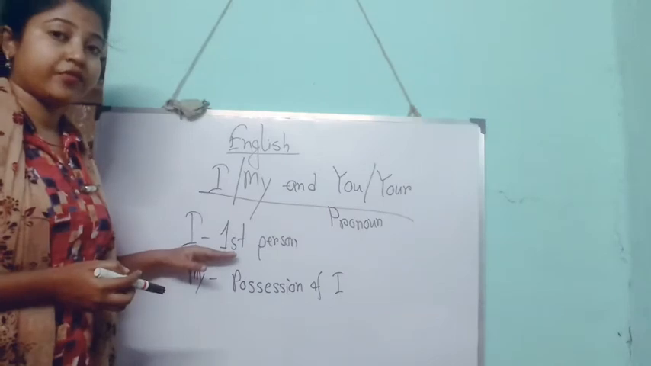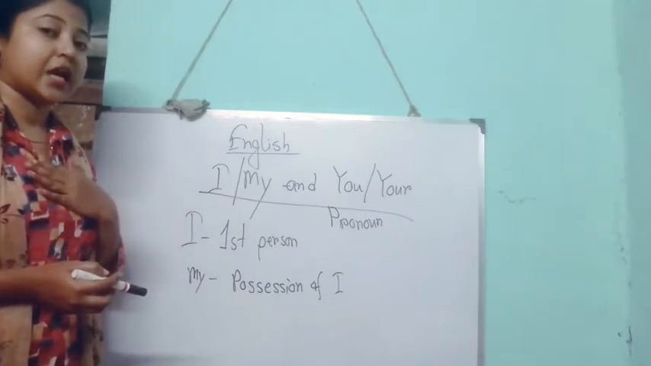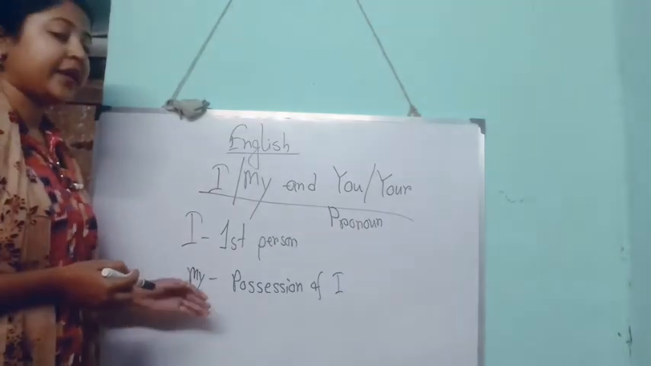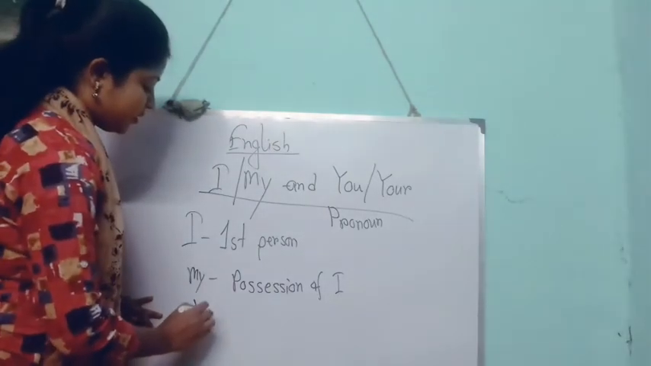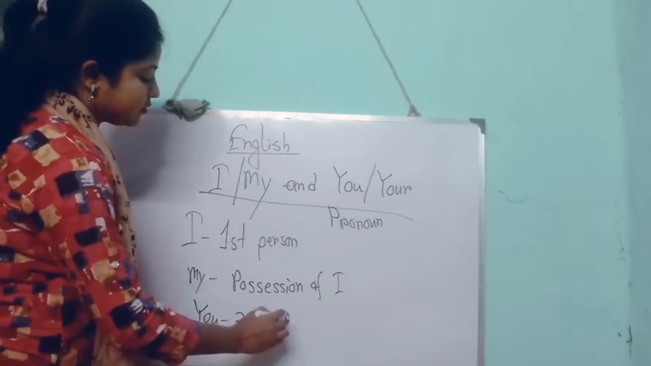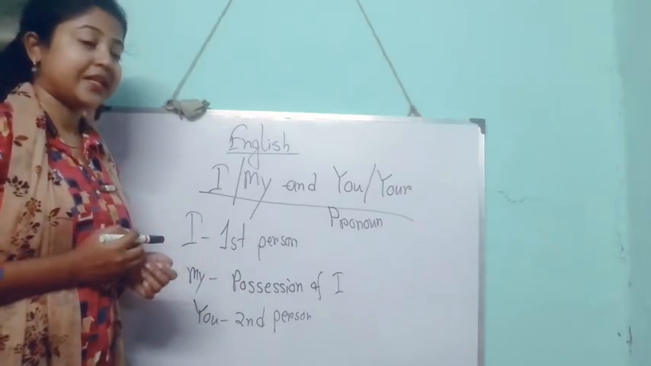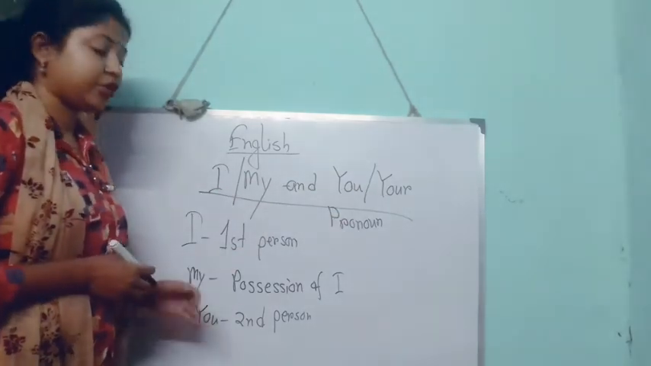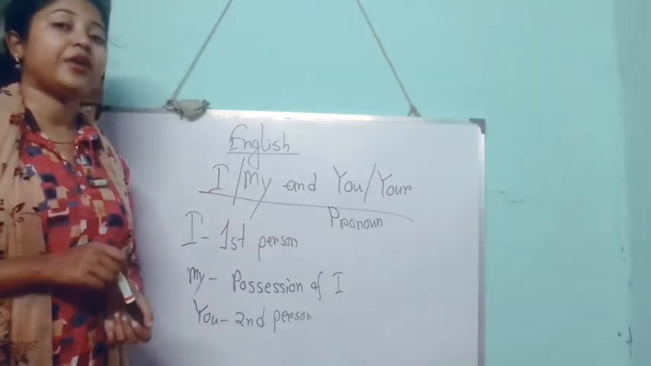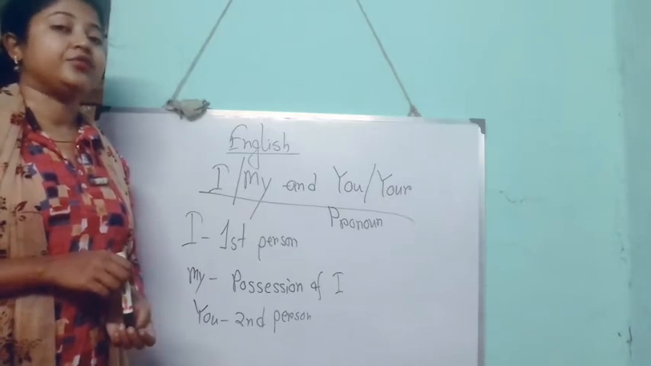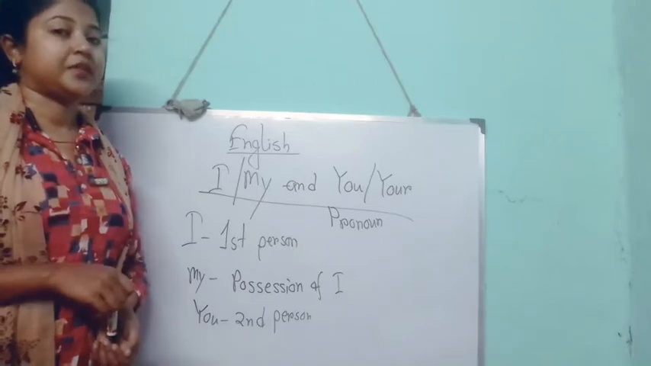When we use I, it is for first person, and it indicates oneself, only oneself. And my is used for position. Now, in the same way, you is used for second person, singular or plural, both use you as second person. And your is the position of you. That means if you have something, I will say this is your book, this is your bag, this is your pen. You is used for second person, and your is used for the position of second person.